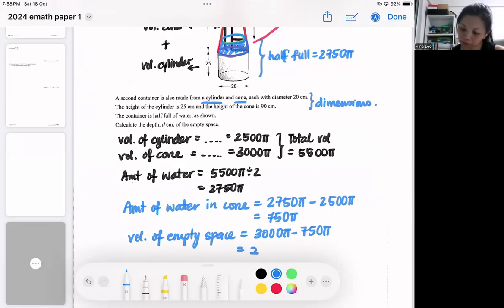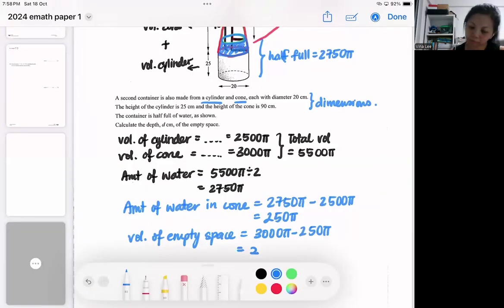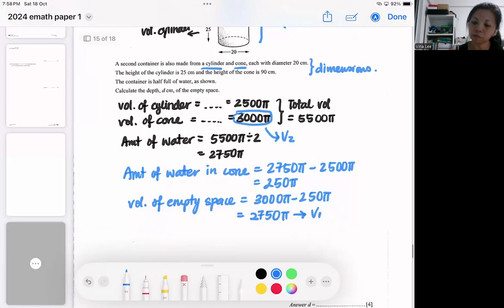I think I made a mistake here. This one should be 200, 250. So essentially, this is my V1. Then the cone is actually my V2. So now I can form my formula. So V1 over V2 equals L1 over L2 cubed.